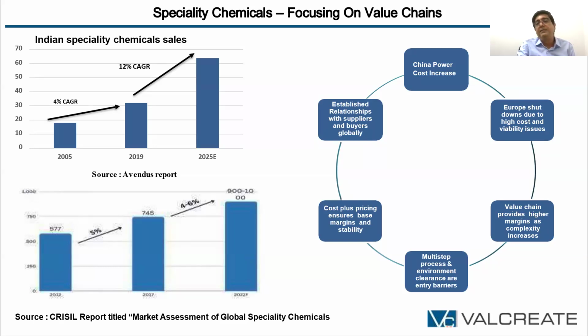And over a period of time, they have established relationships with suppliers and buyers globally. At the same time, many of these buyers are using Indian companies to supply them core products under contract manufacturing. So the contract manufacturing angle is working here as well.